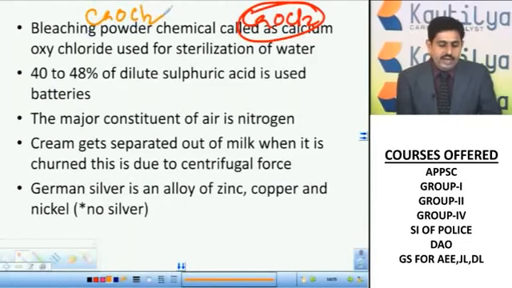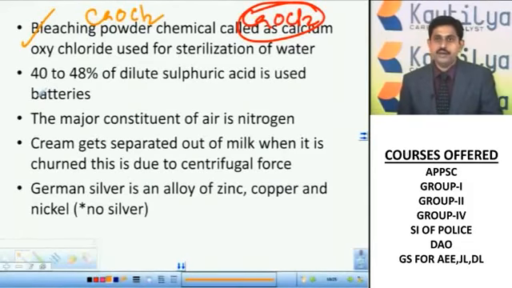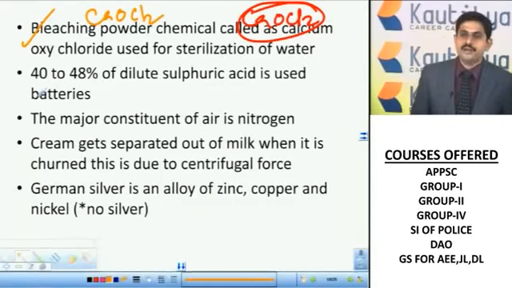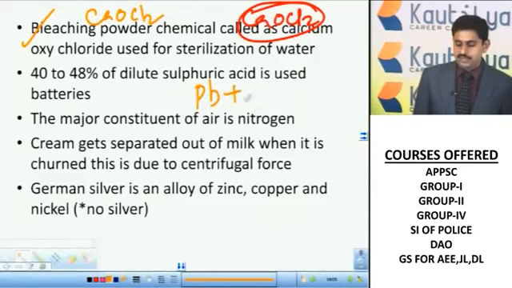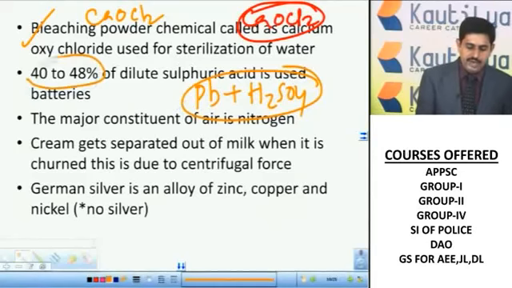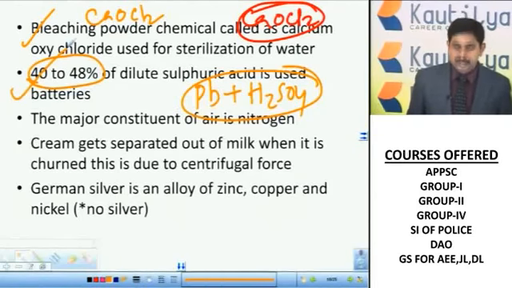Next point, inverters. Nowadays we are using many kinds of inverters. All the inverters are considered lead storage batteries. A lead storage battery consists of lead, Pb, and sulfuric acid, H2SO4. The percentage of sulfuric acid in a lead storage battery is 40 to 48%. That acts as an inverter.